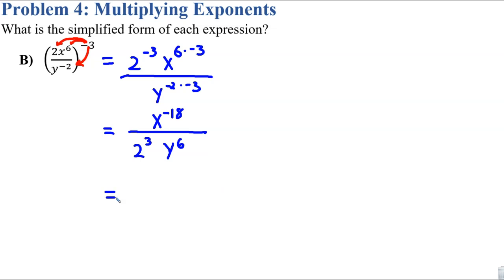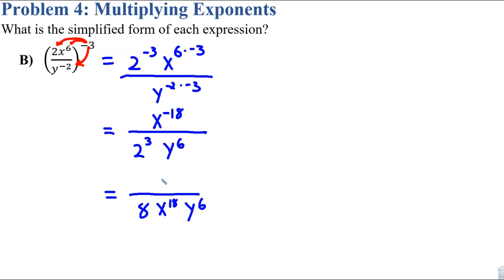Okay, to finish reducing this down, I want to get rid of my negative exponents. I also want to evaluate if possible. 2 to the third I know is 8. That's just 2 times 2 times 2. X to the negative 18 is going to be the same thing as x to the positive 18 on the other side of the fraction. And then we can leave the y to the 6th on the bottom.